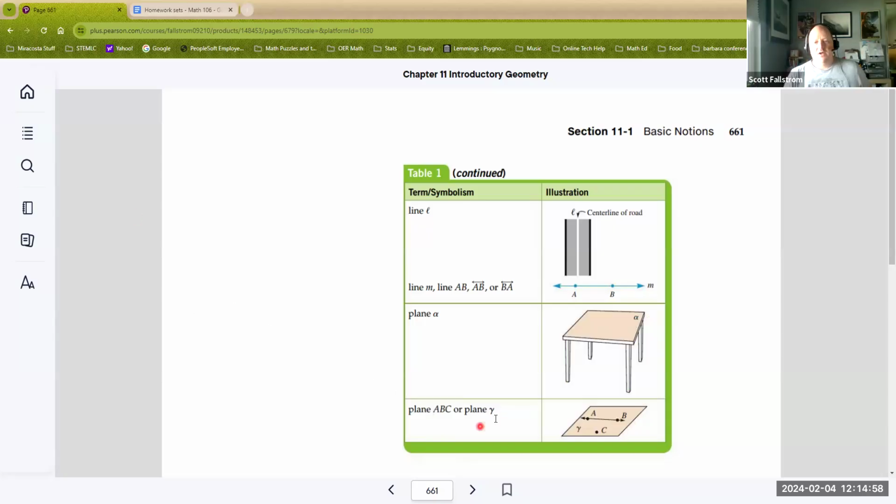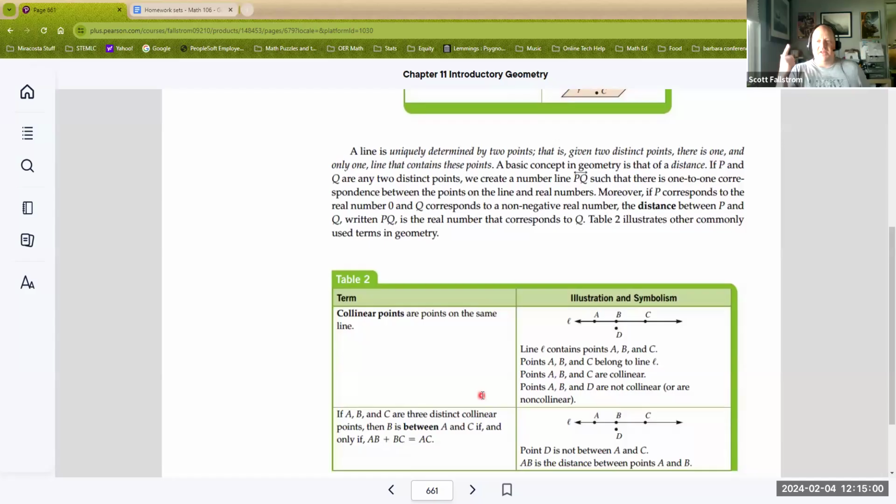Okay. So line, plane, point. Those are the three that we call undefined terms. And so take a look. A line is uniquely determined by 2 points. You need 2 points. So if I give you 2 points, there is one and only one line that contains them. Right. So we can talk about distance, the distance between P and Q.